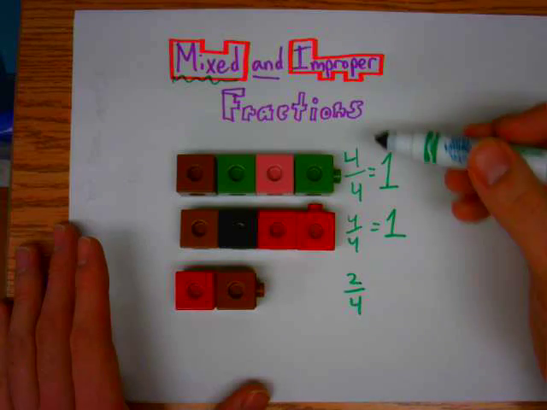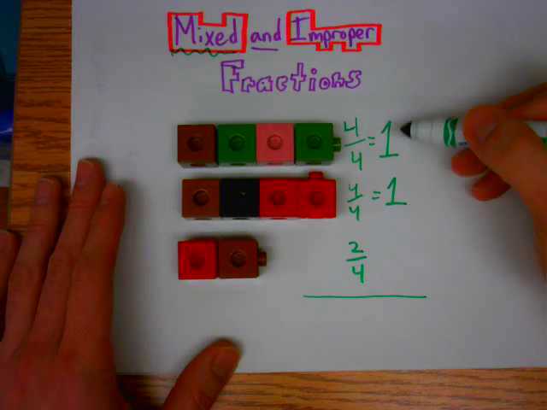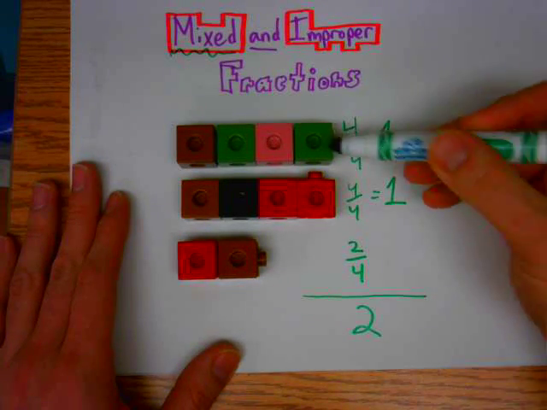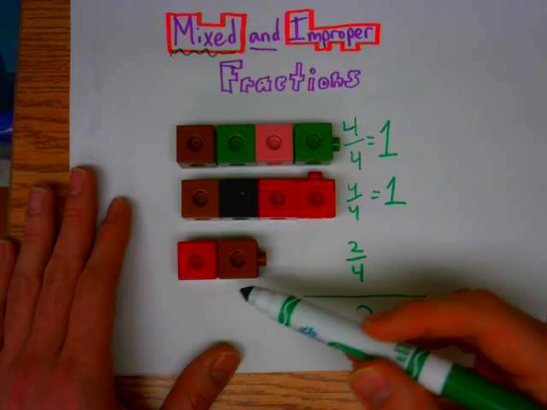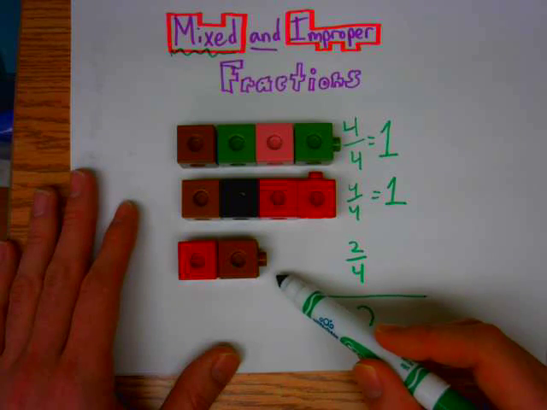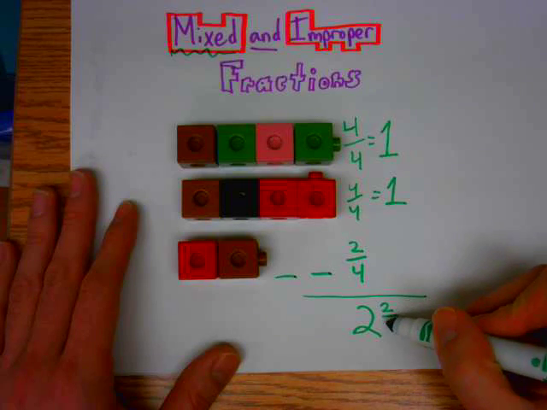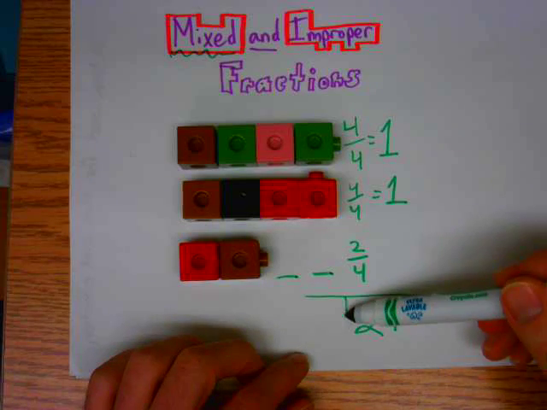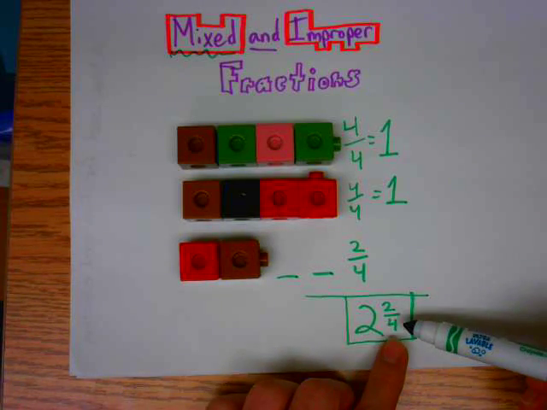Now when we put this all together, you'll notice that we have 2 whole pieces. 1 plus 1 is 2. 1 whole plus 1 whole is 2 whole pieces. And then we have a leftover fraction that's extra. That's 2 pieces out of 4. And so we just write that next to it. 2 pieces out of 4. So you can see now that this is a mixed fraction right here. We have 2 whole pieces and an extra 2 out of 4.